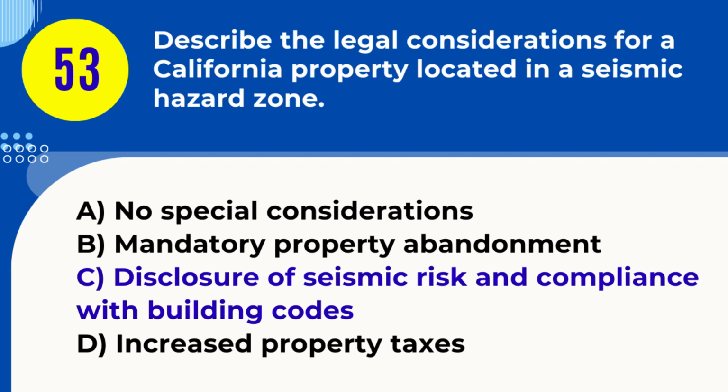Answer. C. Disclosure of seismic risk and compliance with building codes. Explanation. For properties in California's seismic hazard zones, there are legal considerations such as mandatory disclosure of seismic risks to potential buyers and compliance with specific building codes to enhance earthquake safety.